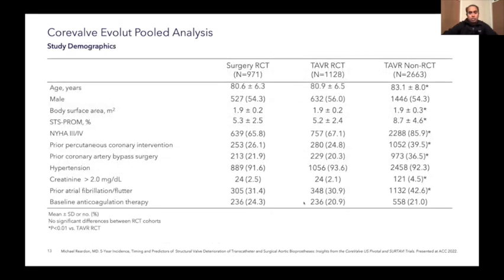So here were the demographics. It was largely an intermediate to high risk population, as would be inferred given the studies that we used. Average age was around 81 years. STS predicted risk of mortality was up around 5%. The non-randomized controlled trial cohort was really a lot of US pivotal registries and continued access studies, and so the STS predicted risk of mortality was higher in that group. And you can see some of the other comorbidities listed there.